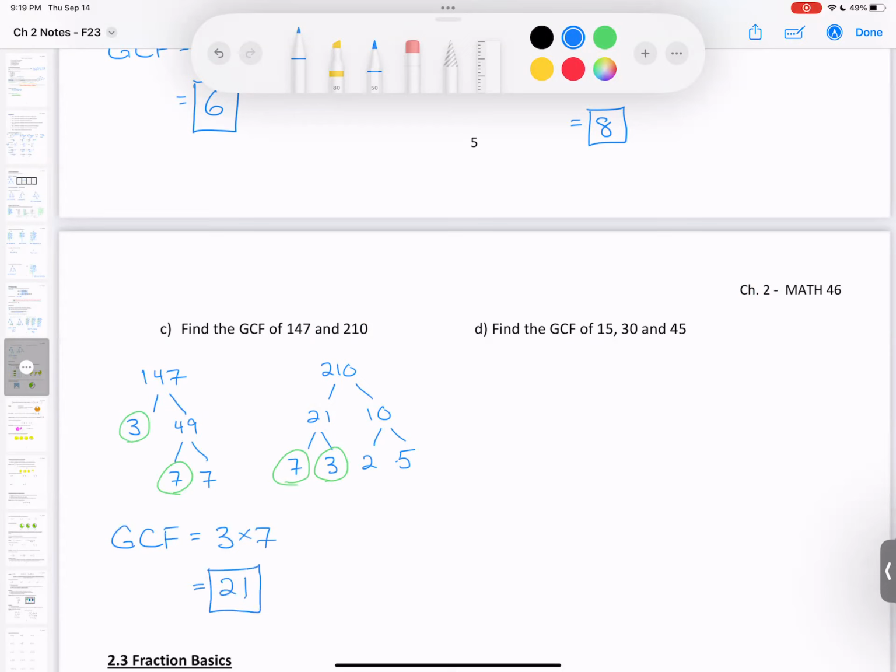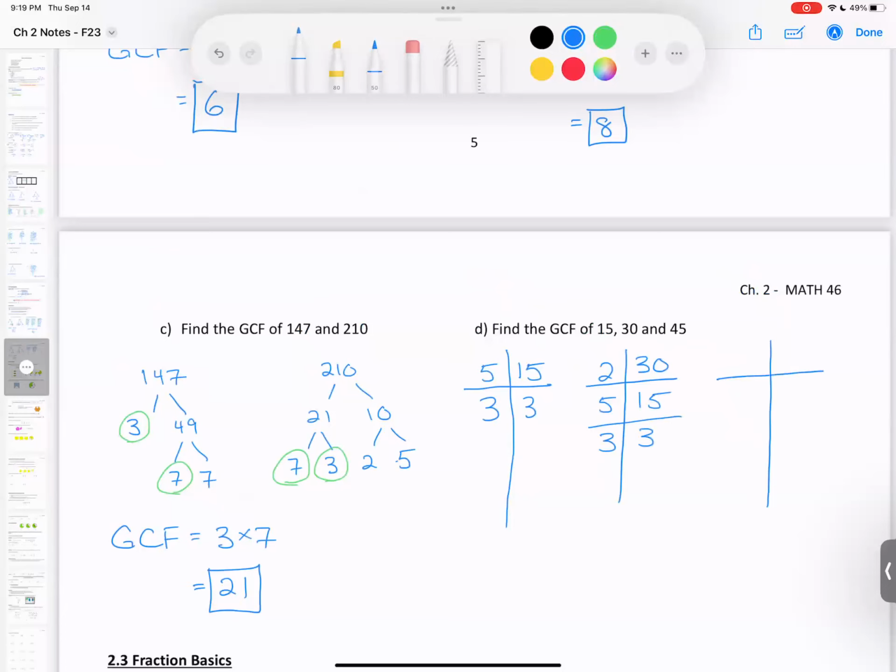Okay, let's try the next one. I'm going to do the division method. So we're looking at 15. That's divisible by 5 to give me 3, and 3 is prime. So I'm done that one. Let's do the next. 30 is divisible by 2 to get 15. 15 is divisible by 5 to get 3, and I've done that one.